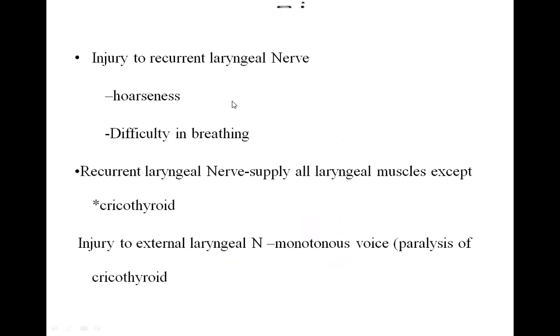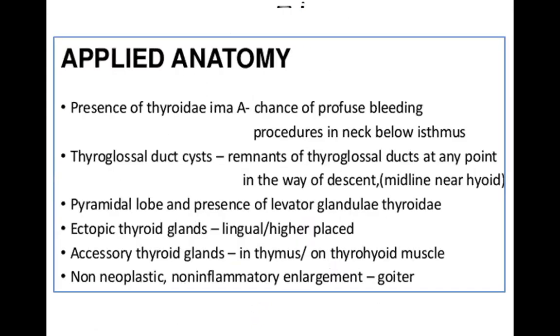Injury to the recurrent laryngeal nerve produces hoarseness of voice and difficulty in breathing. The recurrent laryngeal nerve supplies all the laryngeal muscles except the cricothyroid. Injury to the external laryngeal nerve produces a monotonous voice because of paralysis of the cricothyroid muscle. Presence of the thyroidea ima artery, which will produce profuse bleeding if care is not taken.